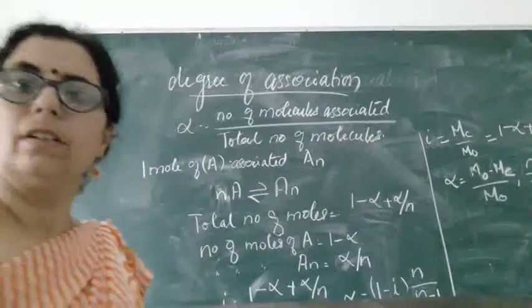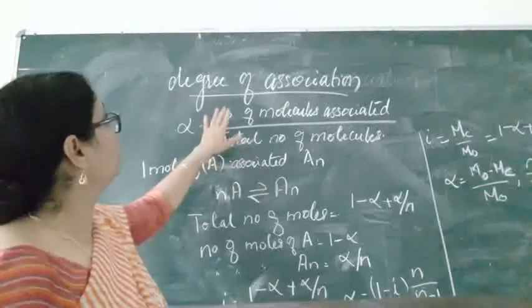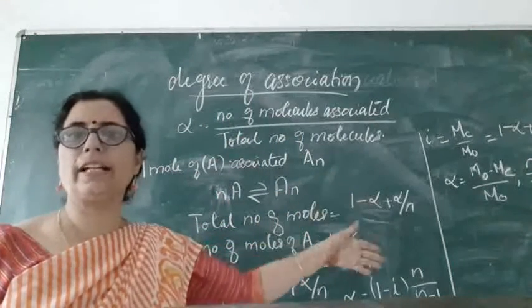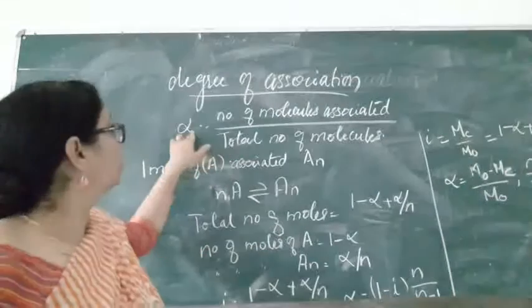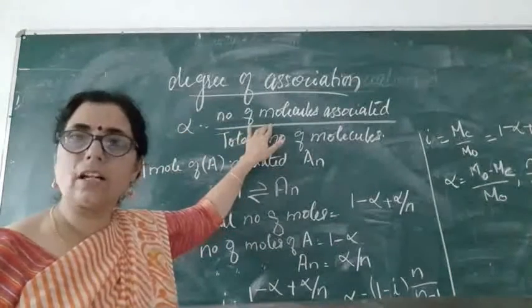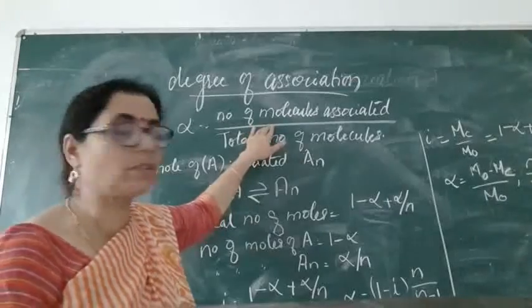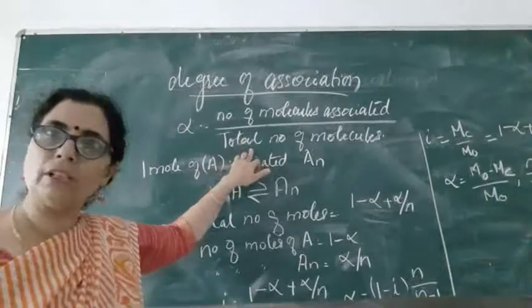Yes children, now we are going to see the degree of association. We have to calculate the degree of association. Now this alpha you know very well. This is the number of moles associated. Now don't call it dissociated, now it is associated, by the total number of molecules there.